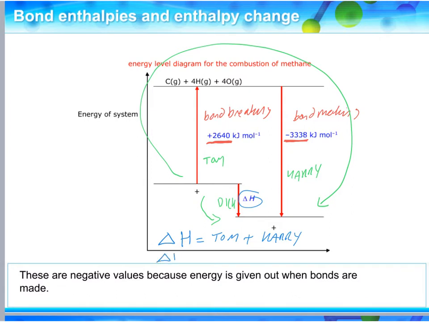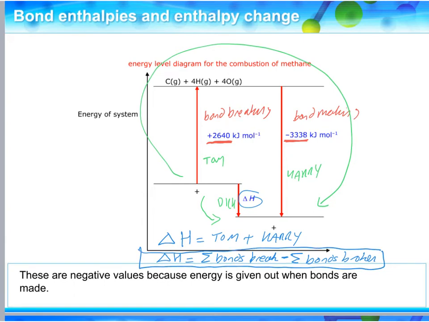And therefore delta H is equal to the sum of all the bonds that we break and added to the sum of all the bonds that we've made. But since that has a negative sign, we can say minus the sum of the bond enthalpies of all the bonds that we've broken. So we can apply this equation to any bond enthalpy data question.